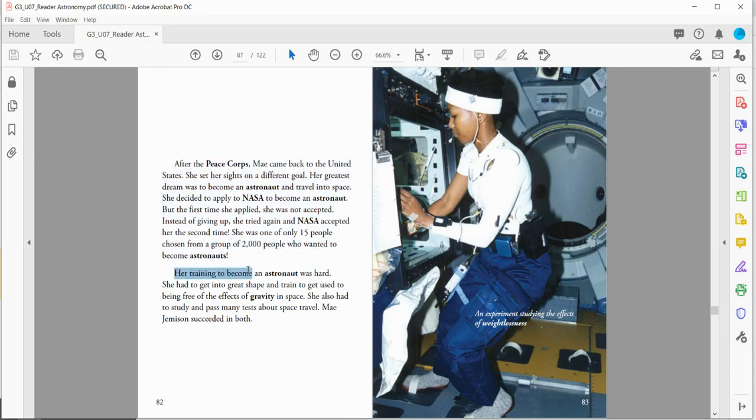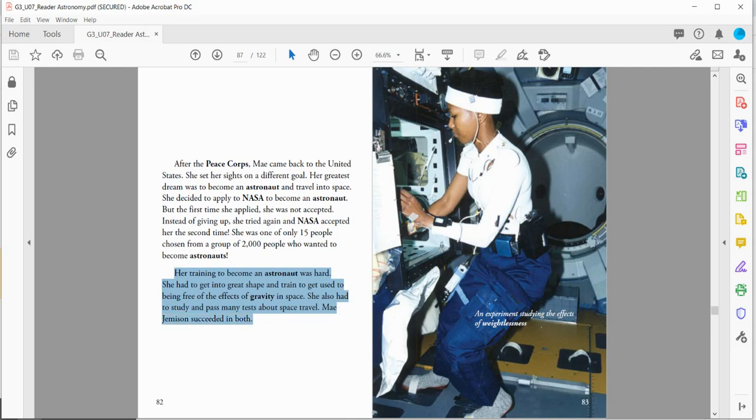Her training to become an astronaut was hard. She had to get into great shape and train to get used to being free of the effects of gravity in space. She also had to study and pass many tests about space travel. Mae Jemison succeeded in both.